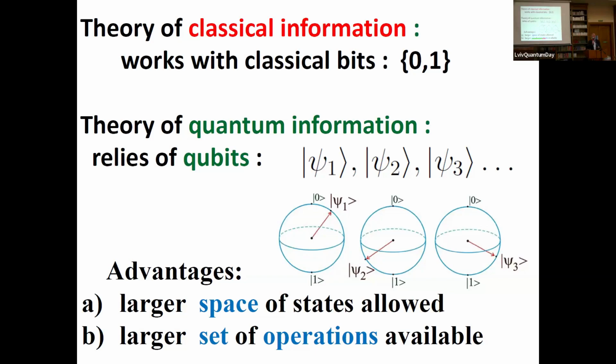So what is the advantage of studying quantum? Why is quantum information in some sense more interesting than classical? The answer is simple, because first, we have a larger space. Classically, we have only the poles of the spheres. Here we have a larger space of allowed states, and we have a larger set of operations available. Therefore, we can perform tasks which are not possible in the classical world.